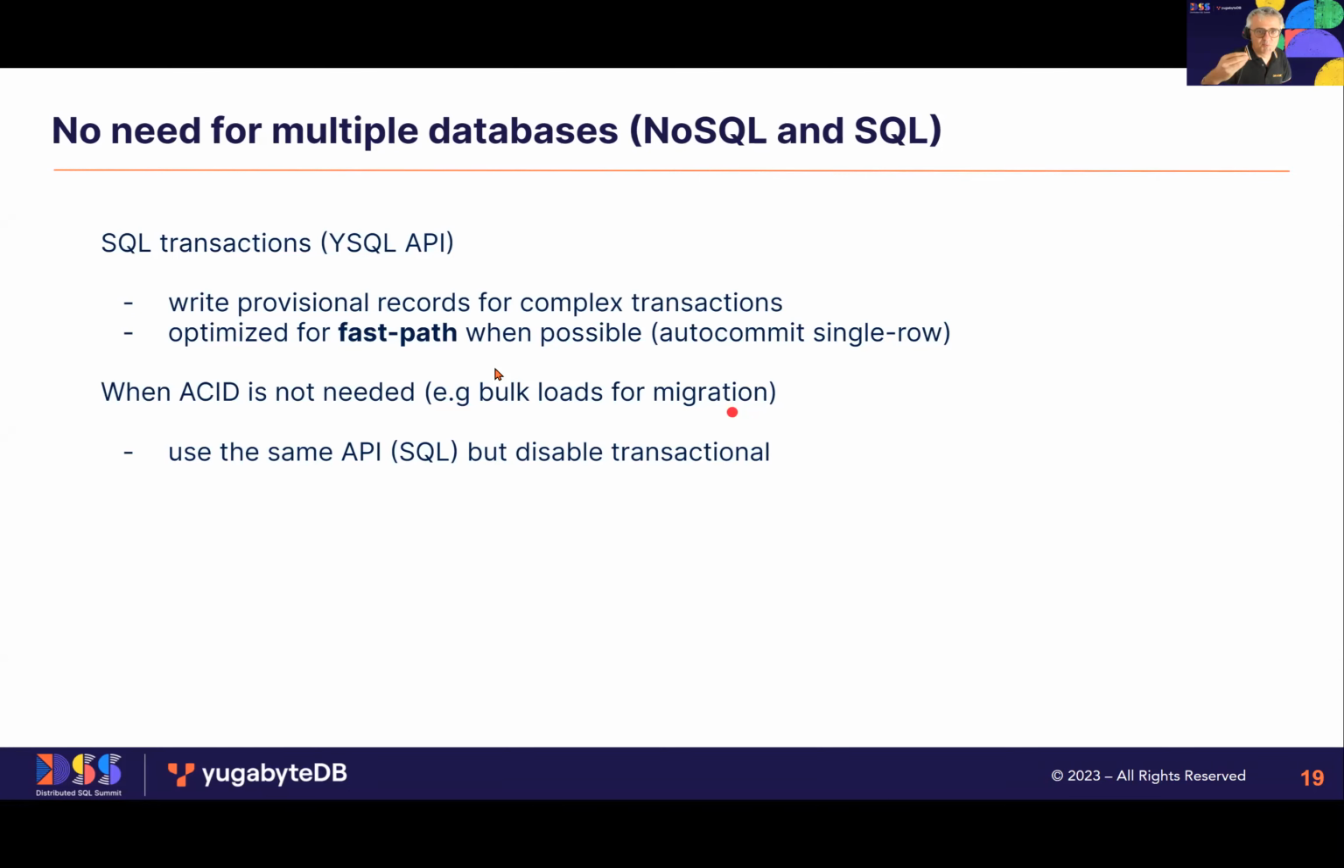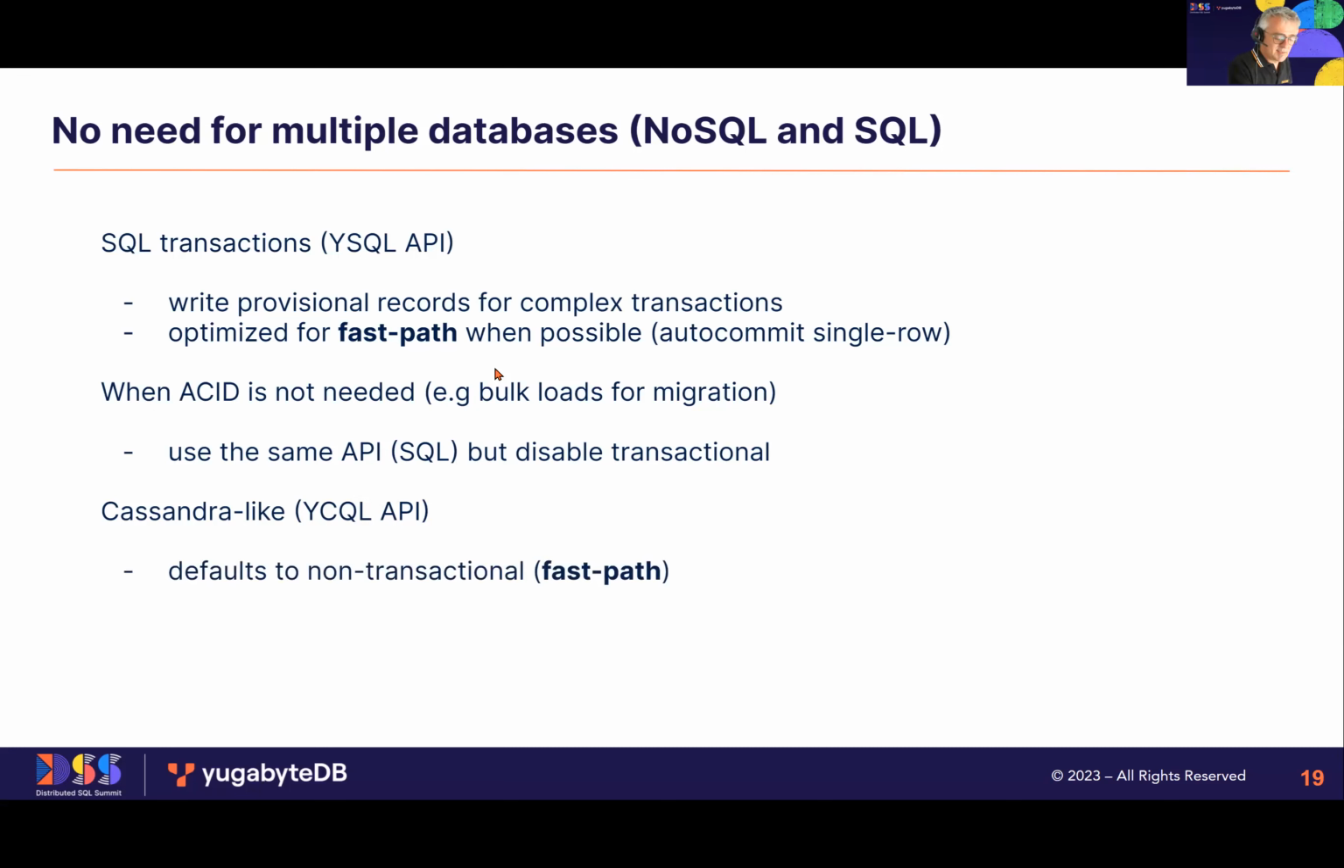And this is still with the SQL API. You run the SQL syntax, but for a specific statement, you don't need acidity. We also have a Cassandra-like API, so more like NoSQL. And by default, this Cassandra-like API will always use the fast path. So no acid properties. But we have the possibility, even with this Cassandra-like API, to create a table that will be acid, where changes will be acid. And this will go to provisional records.